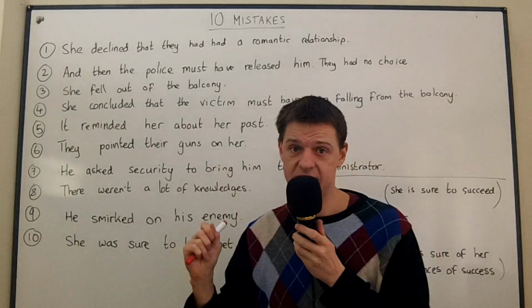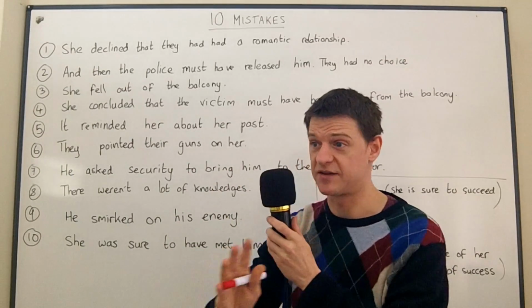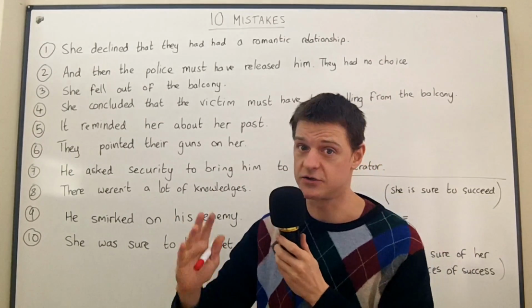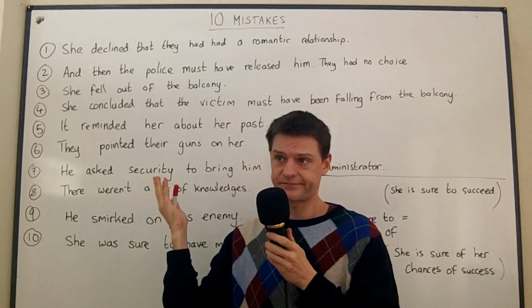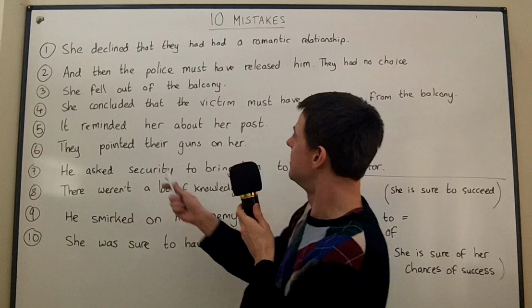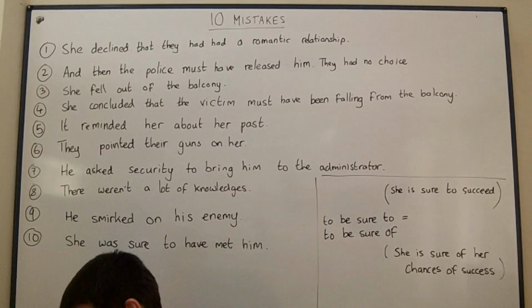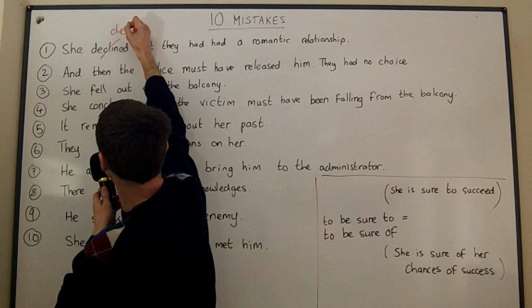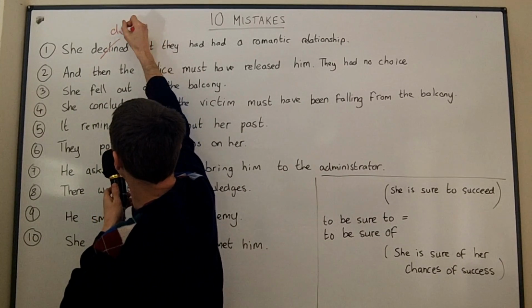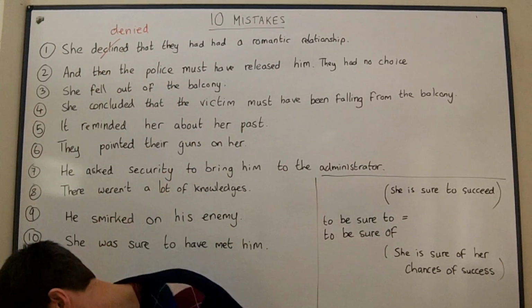Your card can be declined in a shop. It means they refuse to accept your card, your credit card, or debit card. If your card is declined, you can't buy your shopping. But you can't say she declined that they had had a romantic relationship. You need she denied. And then you've got the correct reporting verb.